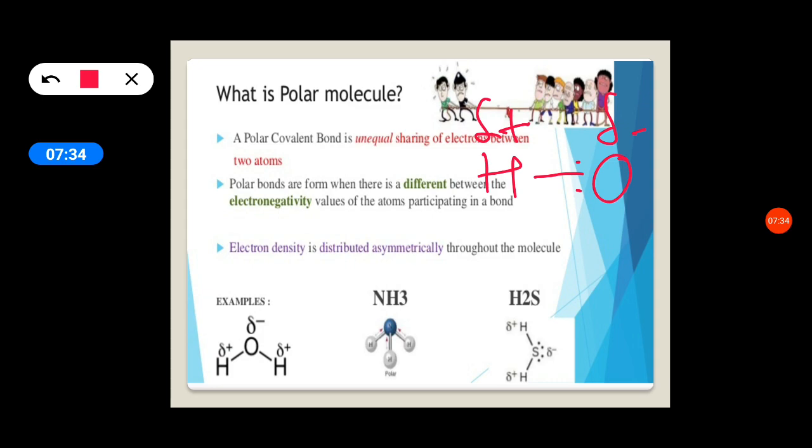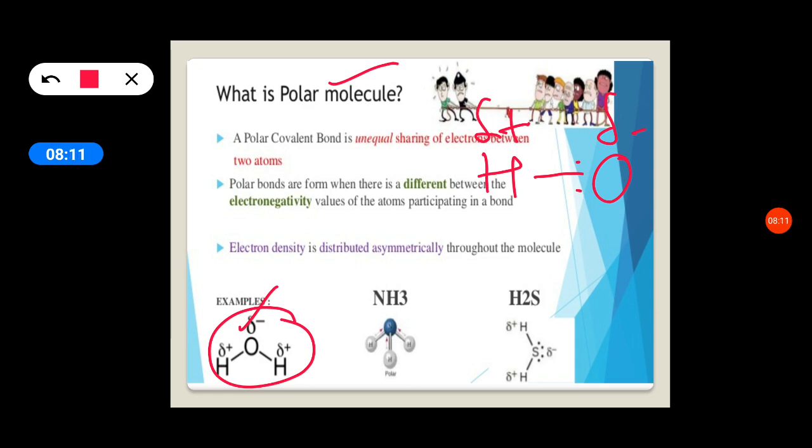So, two poles are created. Therefore, it is called a polar molecule. There is unequal distribution of electron density. It is not equal throughout this molecule. The electron density on the more electronegative atom is more, and electron density on the less electronegative atom is less. So, the less electronegative atom acquires a slight positive charge, and the more electronegative atom acquires a slight negative charge.